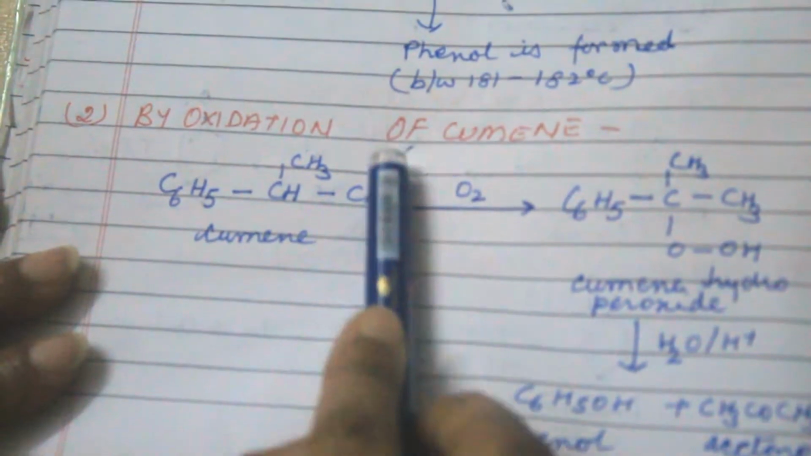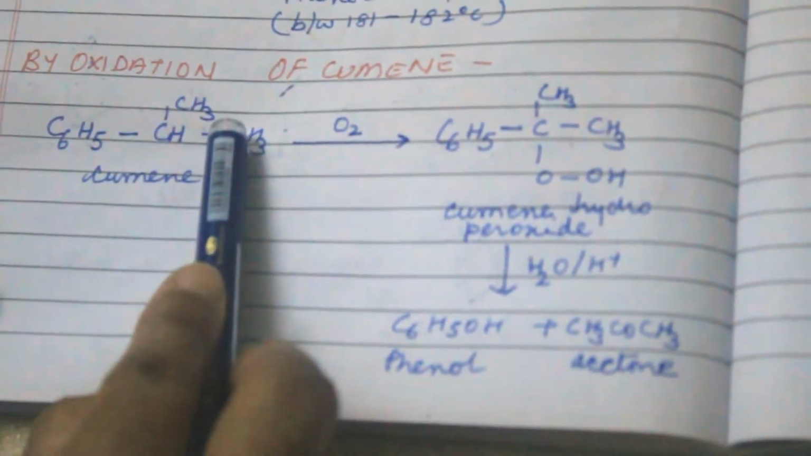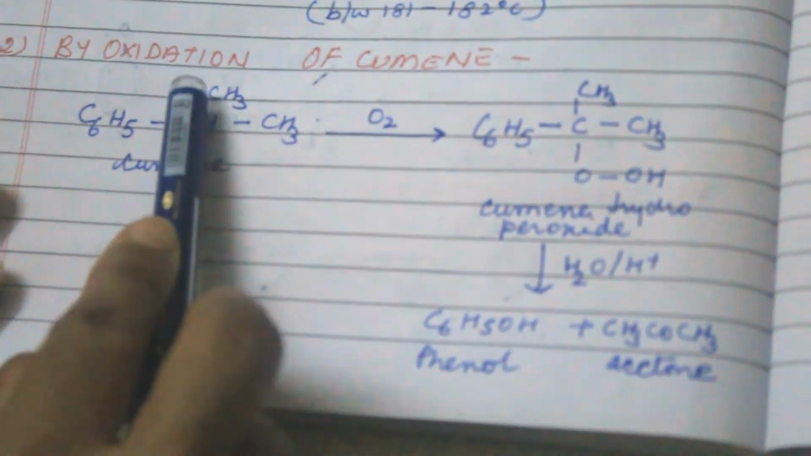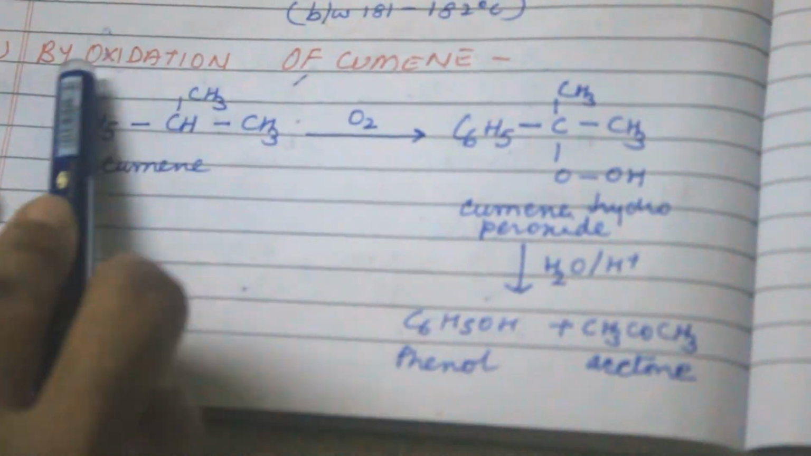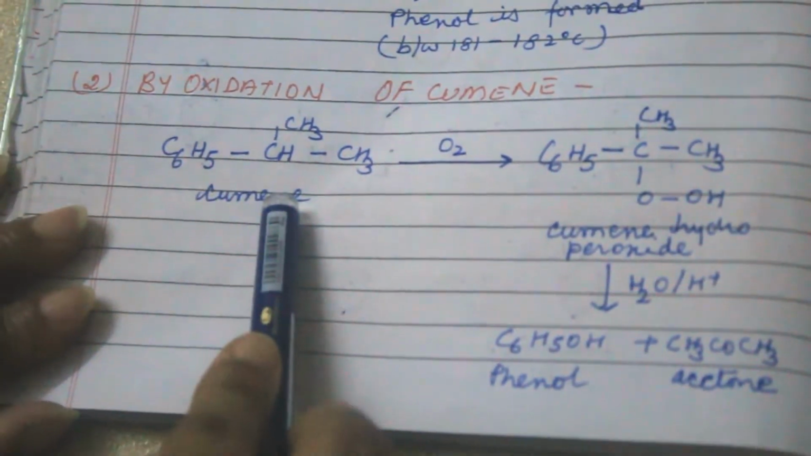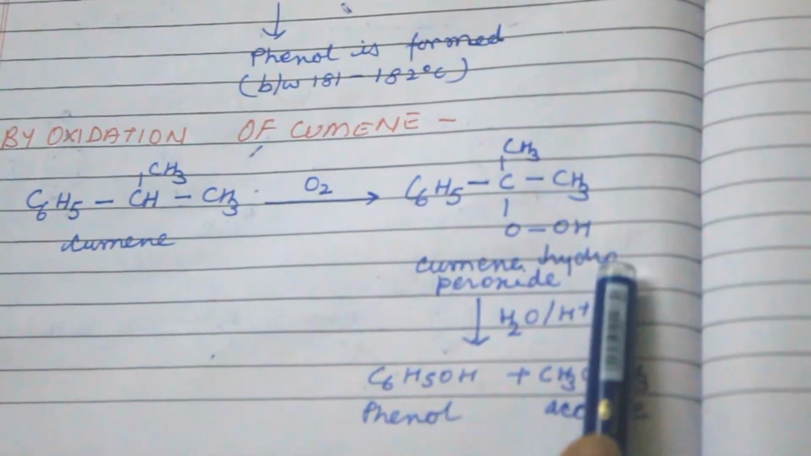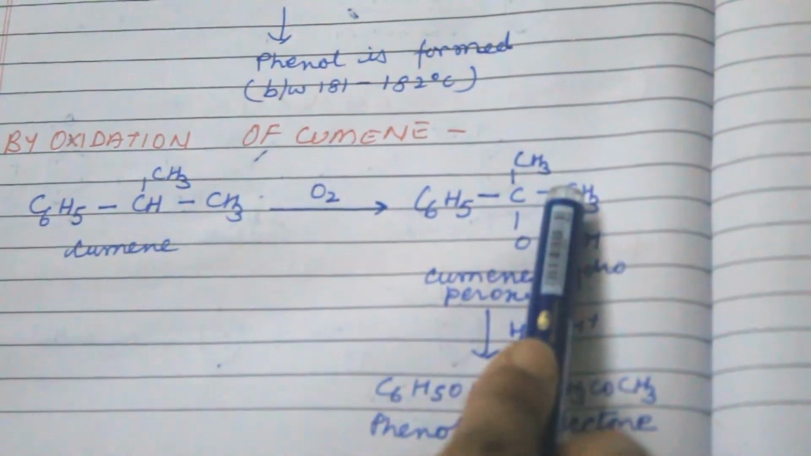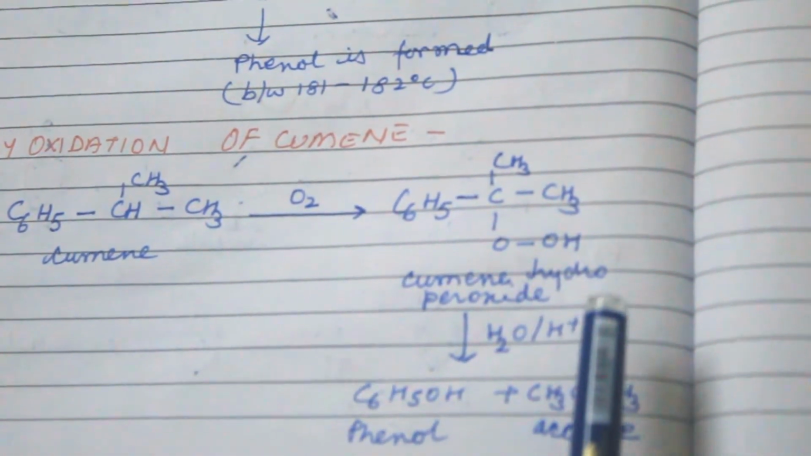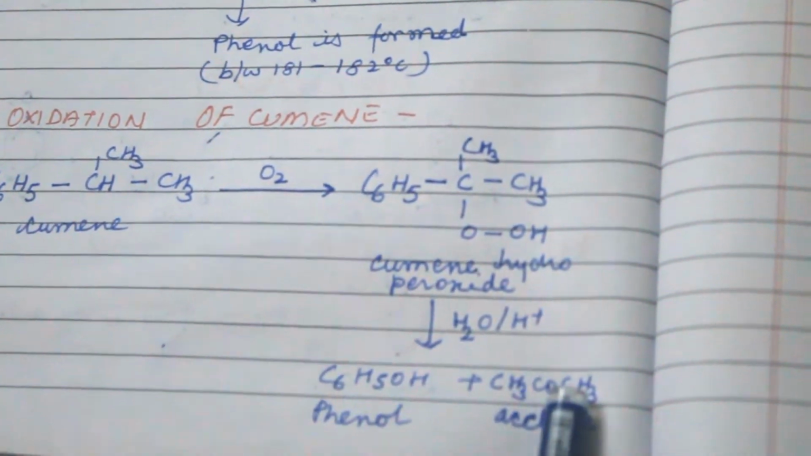Next preparation is oxidation of cumene. This is cumene, where phenyl gets attached with propane. This is the 3C, because of 3C it is propane. So this whole formula is known as cumene. When this cumene reacts with O2, it forms cumene hydroperoxide. When this cumene hydroperoxide is treated with water and H+ ion, it forms phenol and acetone.